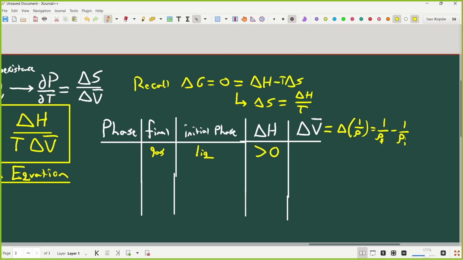Okay, so let's think about that. The final phase is a gas. Does it have low or high density? Compared to the liquid? Low. So we have 1 over a small number minus 1 over a big number, because the density of the liquid is larger. So 1 over a big number is a small number, and so it's a small number minus a big number. This is negative. Do I have that right?